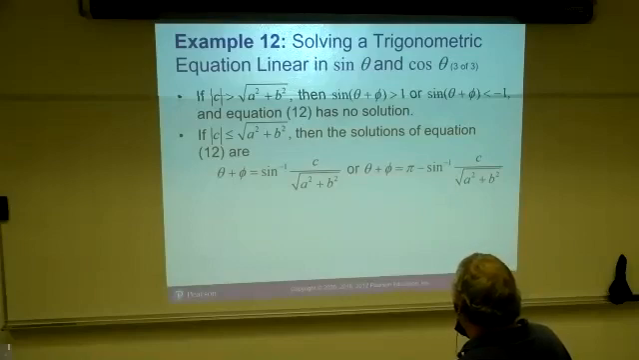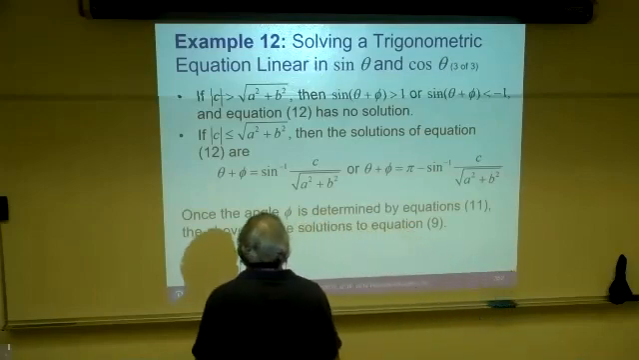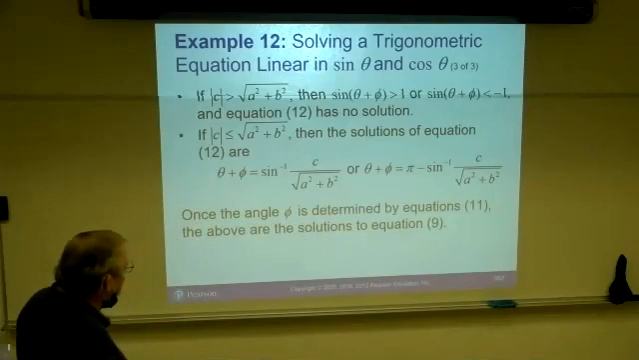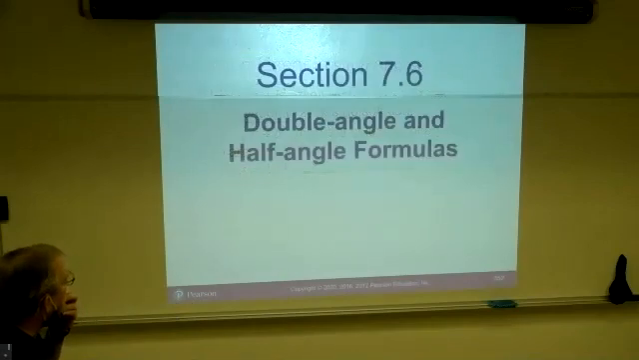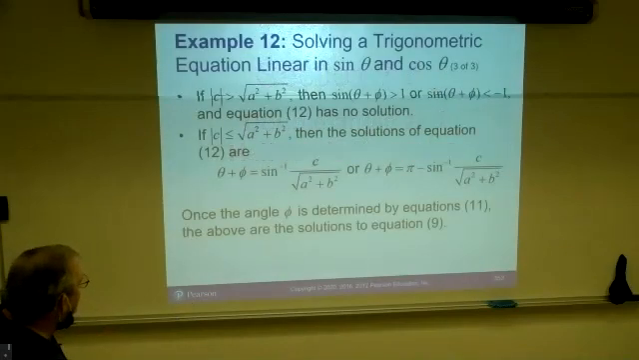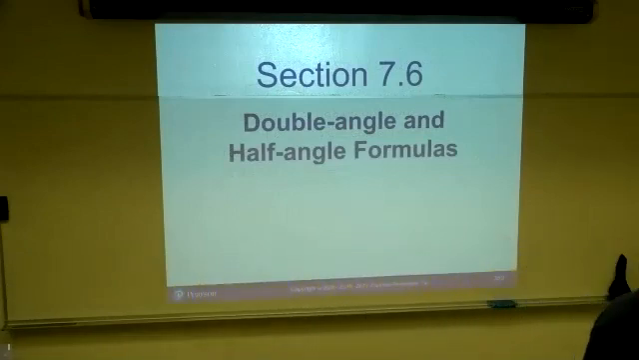So where are they going with this? Once the angle phi is determined by equation 11, the above are the solutions to equation 9. Well, how do we establish the angle phi? What the hell is the point of this? I need to remember to delete those slides for when I teach this class next semester.